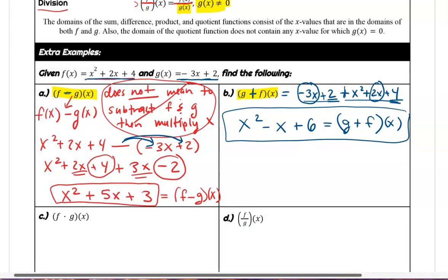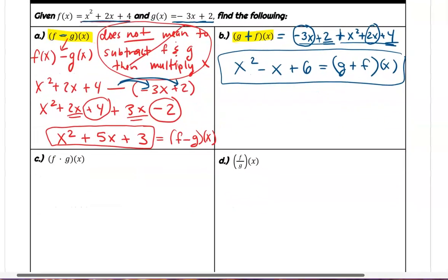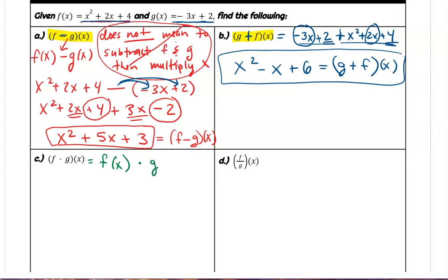When you're asked to multiply functions, you do need to multiply their pieces together. So this does mean, actually let me use a different color, this does mean that I'm going to take f of x and then multiply that to g of x. So I am going to have to FOIL because f of x has 3 terms, and then I need to multiply that together with g of x, which has 2 terms. So that does require FOILing.